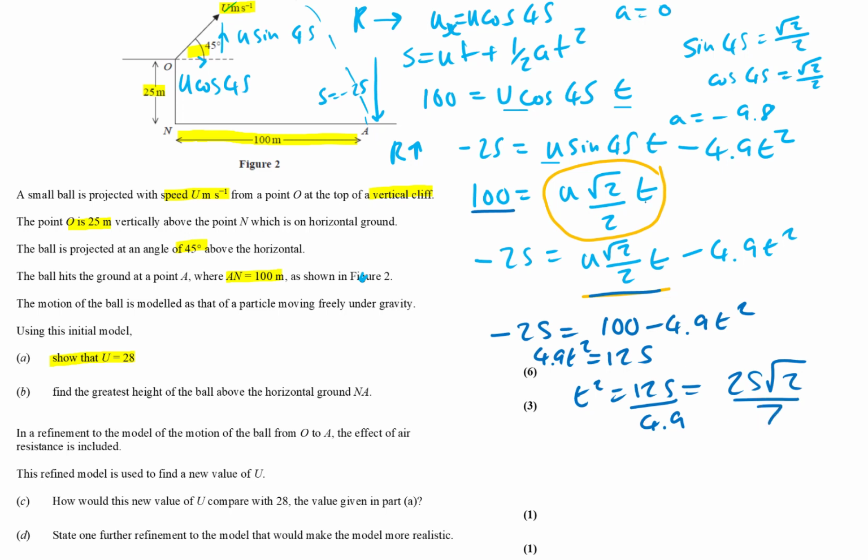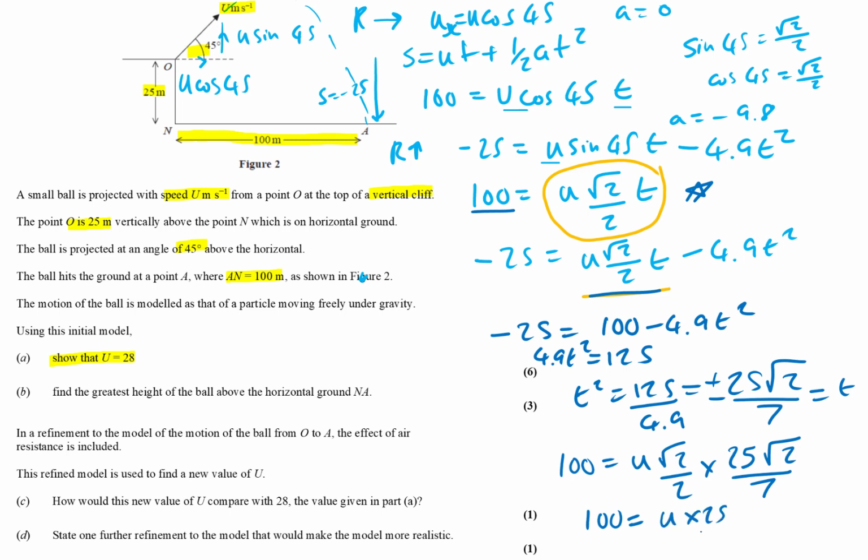Now, that's plus and minus, but we're going to use a positive value of that. So if we use that and sub into here, we're going to get 100 equals u root 2 over 2 times 25 root 2 over 7. That's going to cancel out to 100 equals u times 25 over 7, and then u will equal 28.